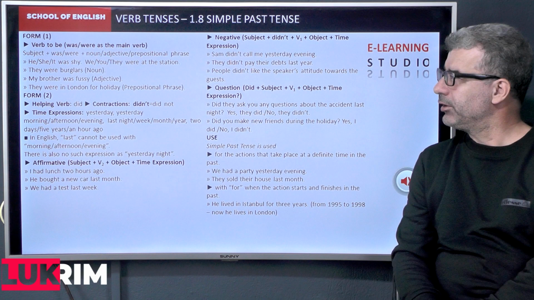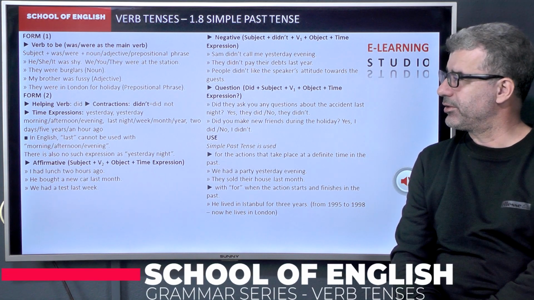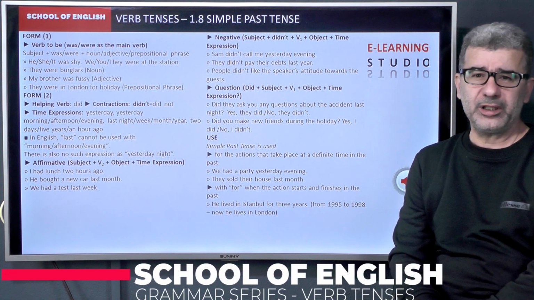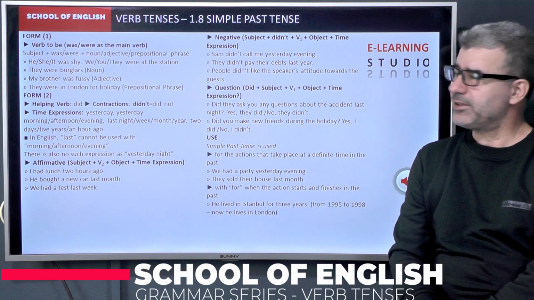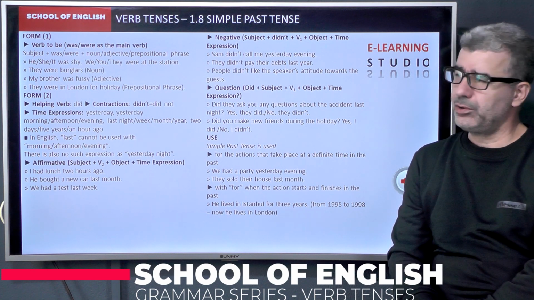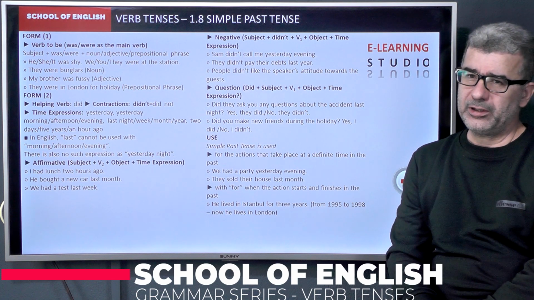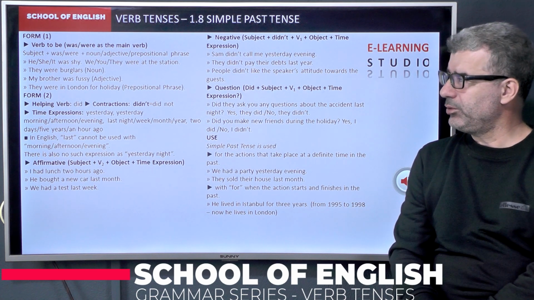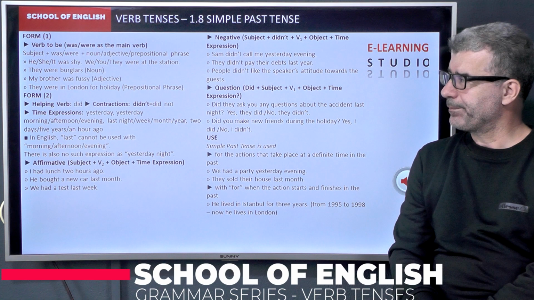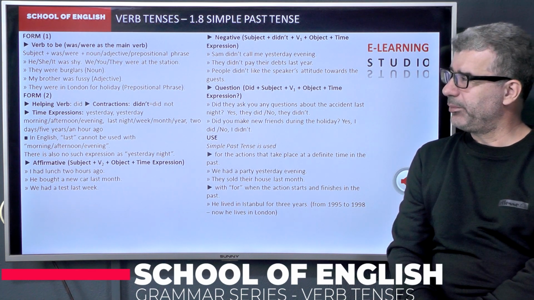In this lesson, we're going to study simple past tense. We're going to study both its form and use. Let's start with the use of verb to be in simple past tense. How do we use verb to be in simple past tense? Let's have a look at the main formation.